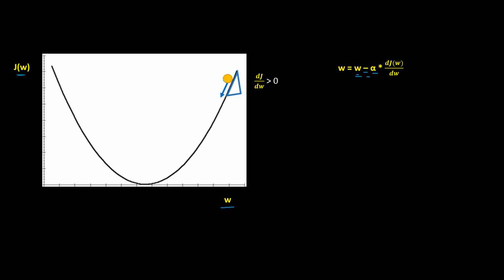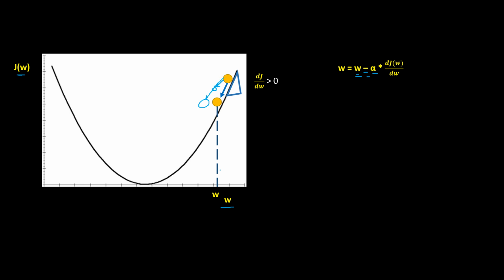So if alpha is small, we'll move from here to here, and if alpha is very big, we'll move from here to here. So this basically gives the step size. What is the size of the step with which we will change the w to move downhill? So by this formula, we'll get the new value of w here, and this is the new value of w.